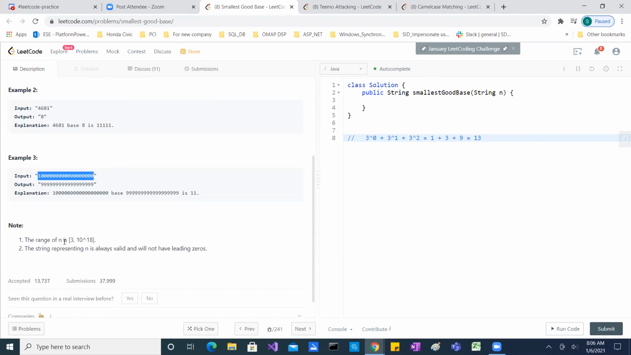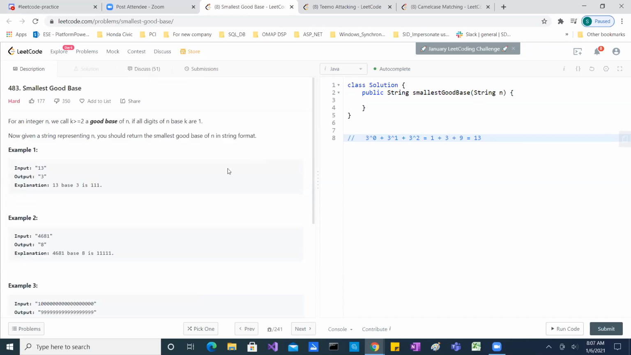The range of n, whatever that input is going to be, is from 3 to 10 raised to 18. The string representing n is always valid and won't have any leading zeros. That's the only constraint. I think the problem statement is clear, right? It's a hard problem for sure.